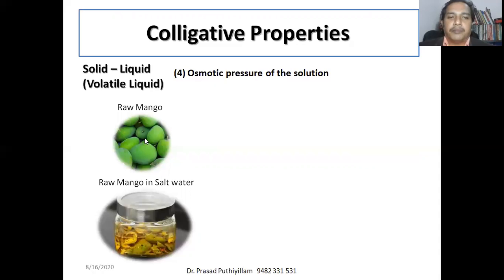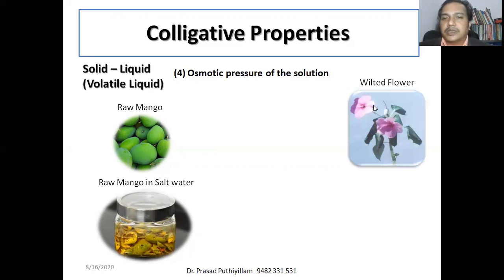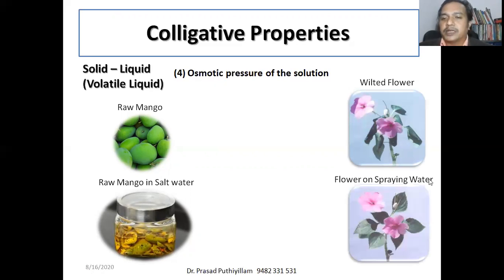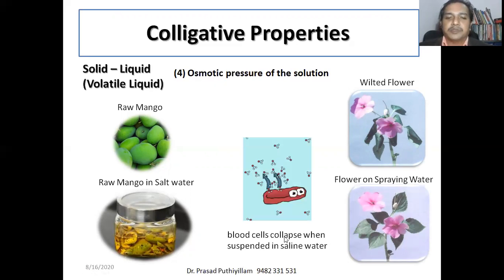I took the picture of a raw mango. If you have a habit of keeping it in salt water to make pickles, after a few days you can see that the mango will undergo shriveling. Likewise, a flower or plant becomes fresh upon spraying water, or blood cells will collapse when suspended in saline or salt water. These properties are related to osmotic pressure and the process known as osmosis.